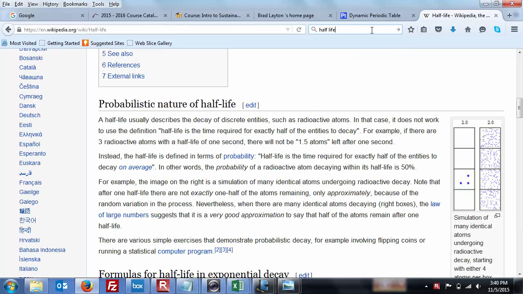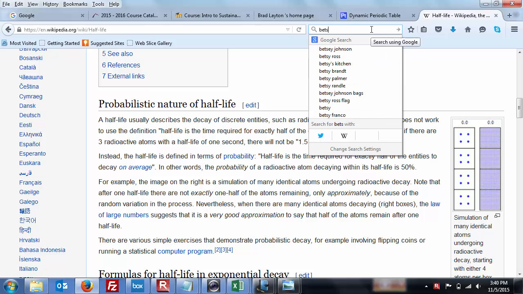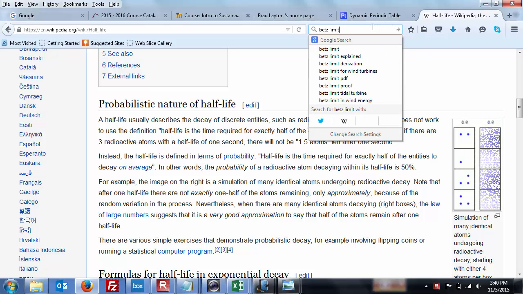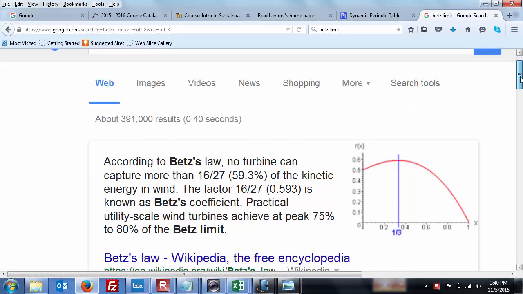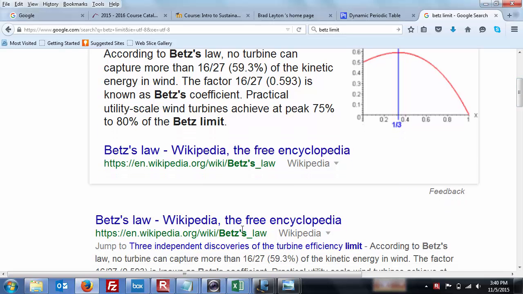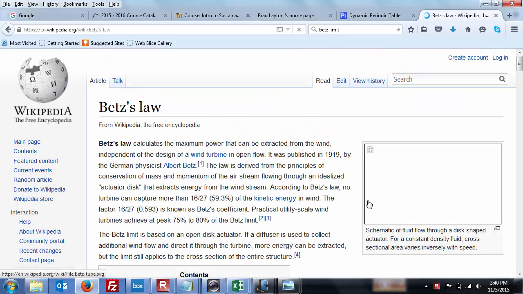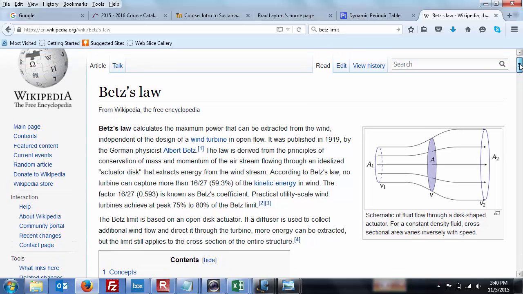So just bear with me here a little bit. Pretty cool the way the thing works out. So Betz law, Wikipedia has a really good write-up on it, but hopefully what I'll do is show you how Albert Betz idealized the maximum efficiency that a wind turbine can have.